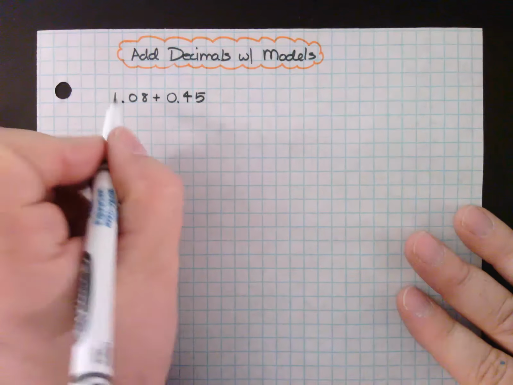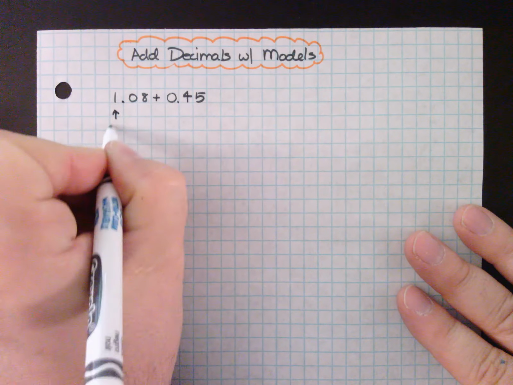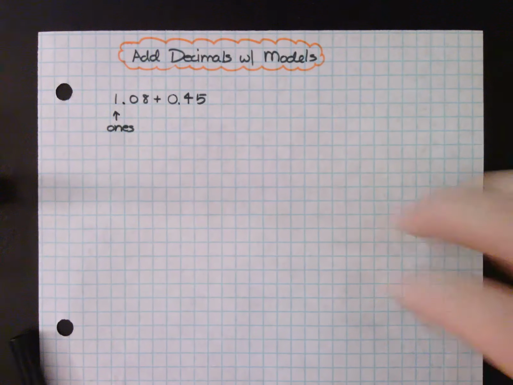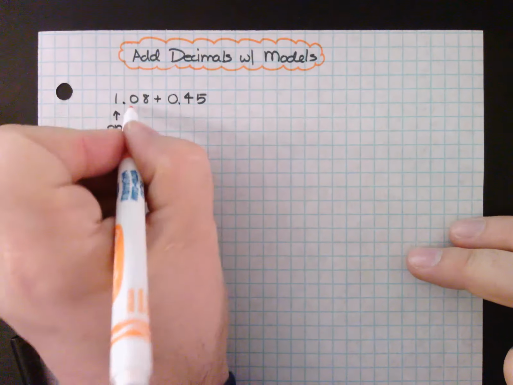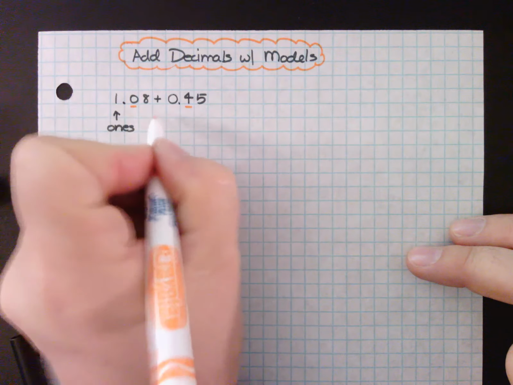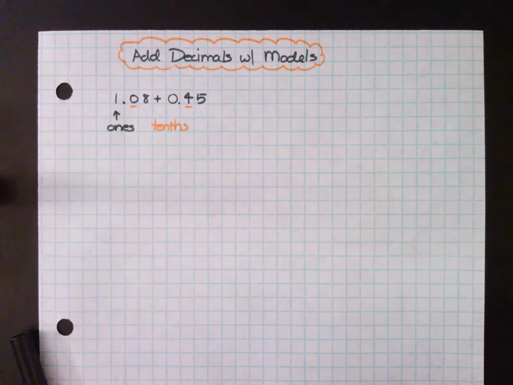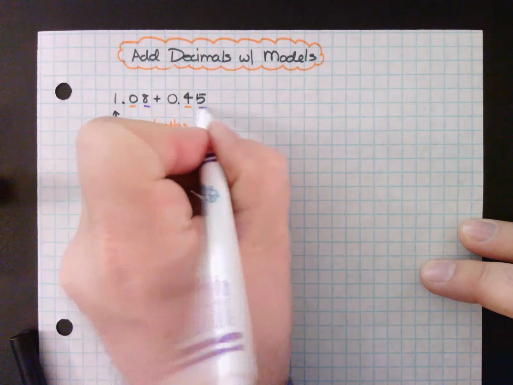And so I see that I have a full 1. I have two place values that show tenths, and I show two place values that show hundredths.